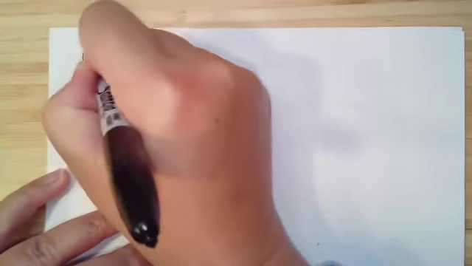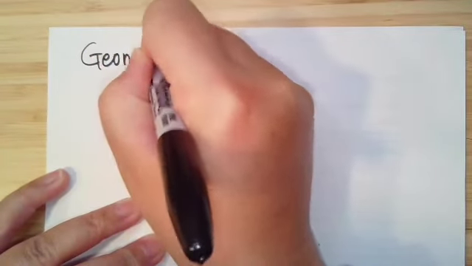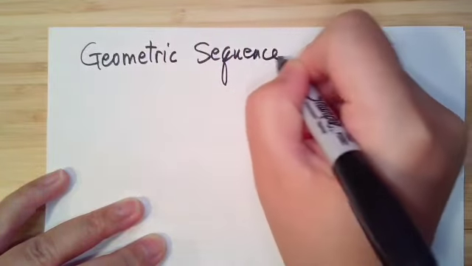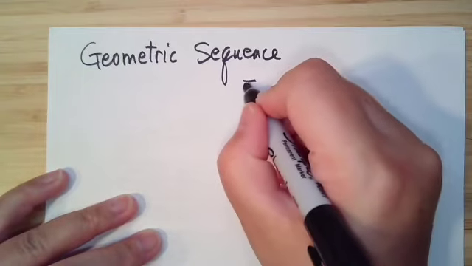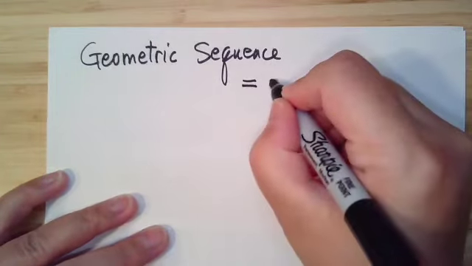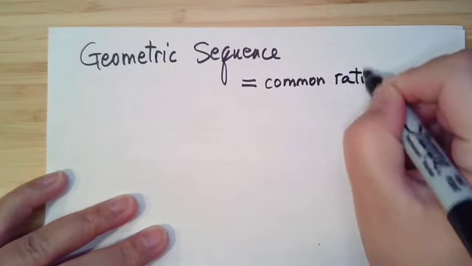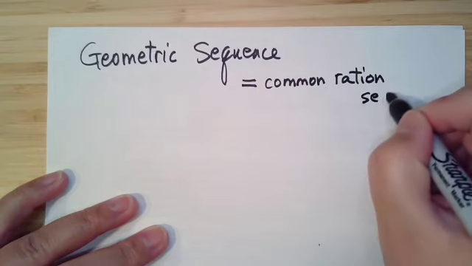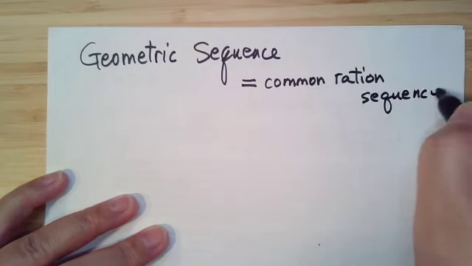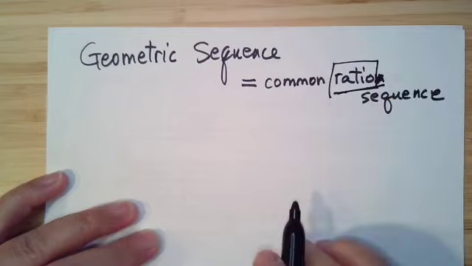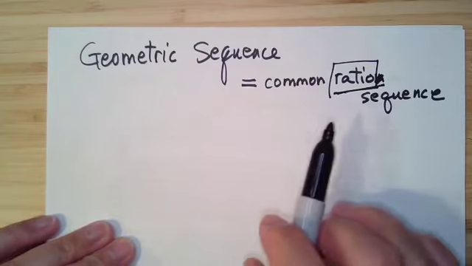Next topic we're going to talk about is another kind of sequence called a geometric sequence. Geometric sequence also has a nickname. The nickname is common ratio sequence. Sorry, this is common ratio sequence. Okay, common ratio sequence. The earlier one, the arithmetic sequence, is a common difference.